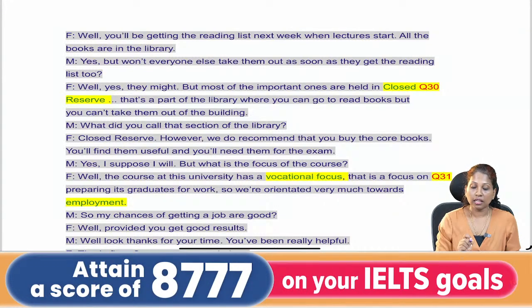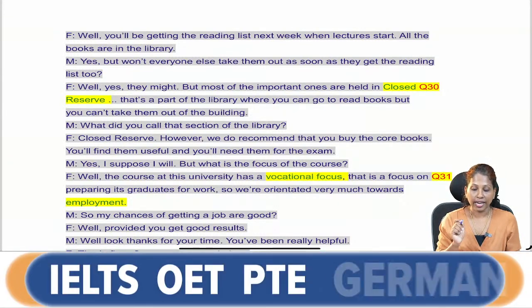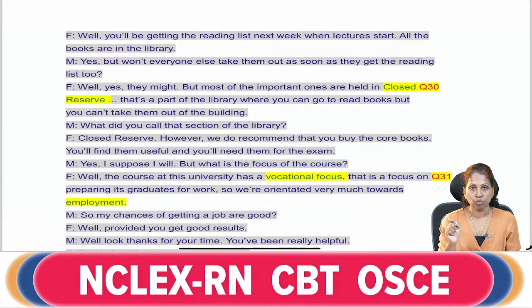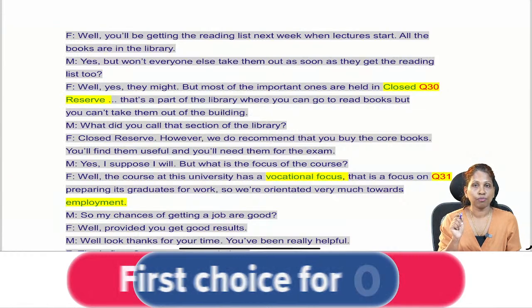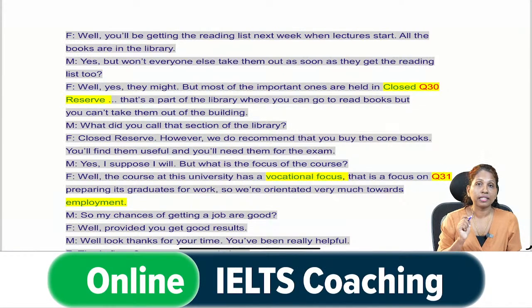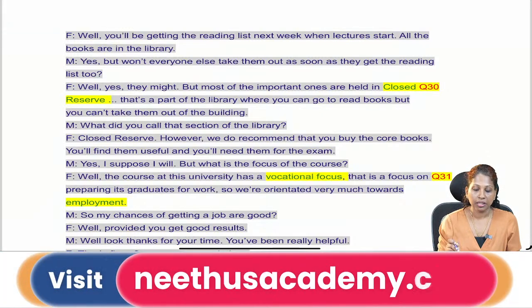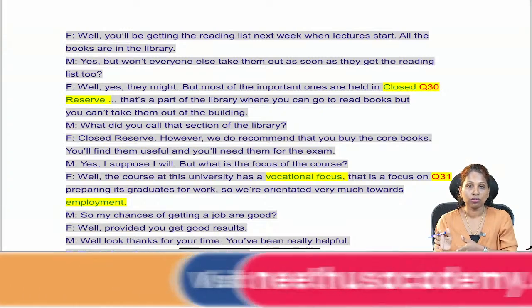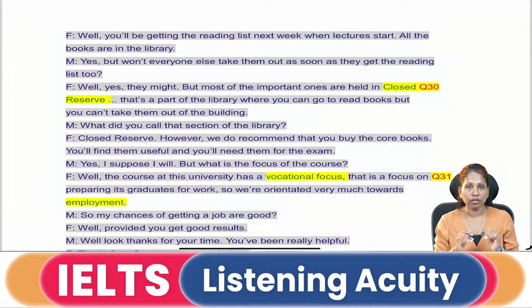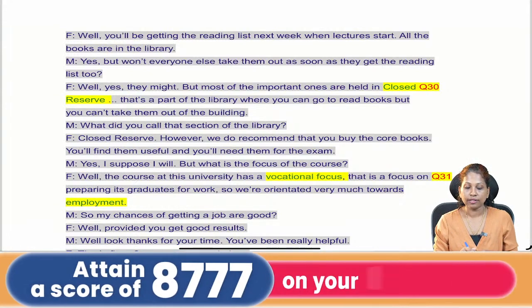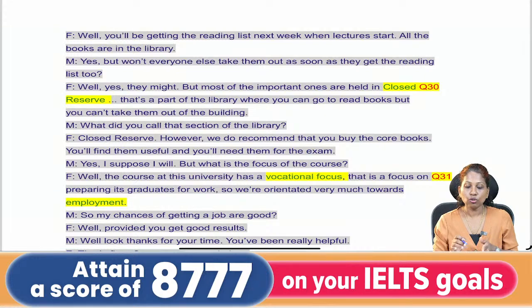So she says, but most of the important ones are held in closed reserve. So here is the word important. Important ones are books. We are looking for important books. Are held in closed reserve. That's a part of the library where you can go to read books, but you can't take them out of the building. So here they are telling that those books are held in closed reserve. That is a part of the library where all important books are kept that you cannot take outside. You have to come there, read it and return it back at the same time, right? So then he is asking, what did you call the section of the library?